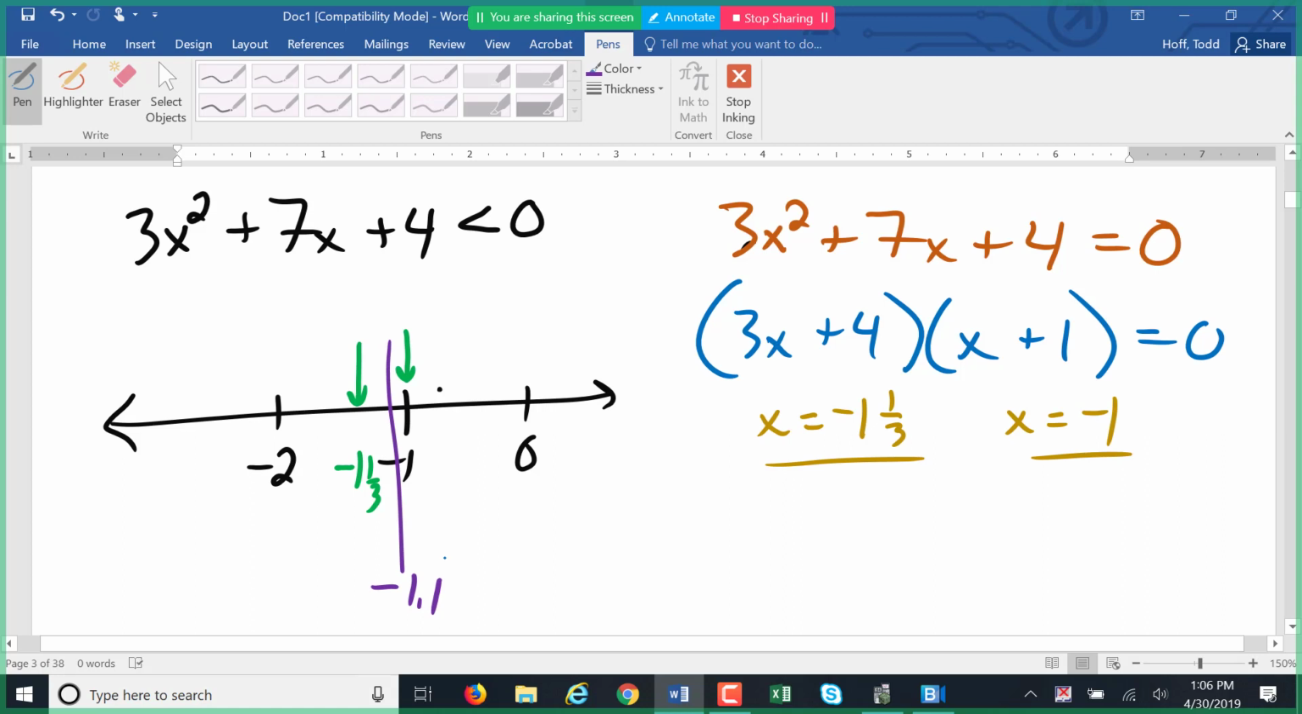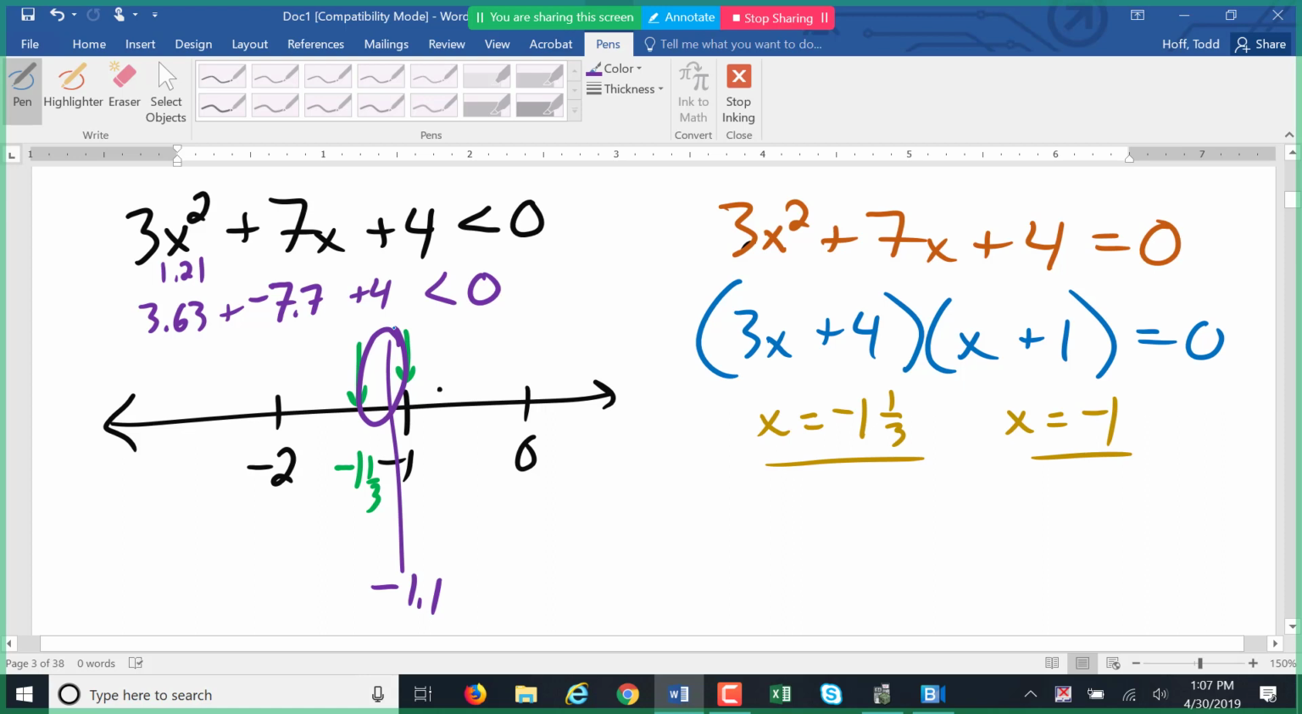Negative 1.1 squared is 1.21. Times 3 is 3.63. 7 times negative 1.1 is negative 7.7. Plus 4. Is that less than 0? Just barely. It's actually negative 0.07. So it is less than 0. We're true between those values.